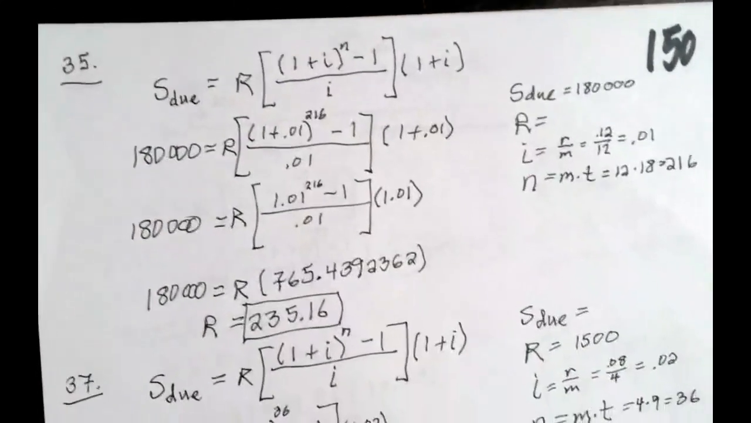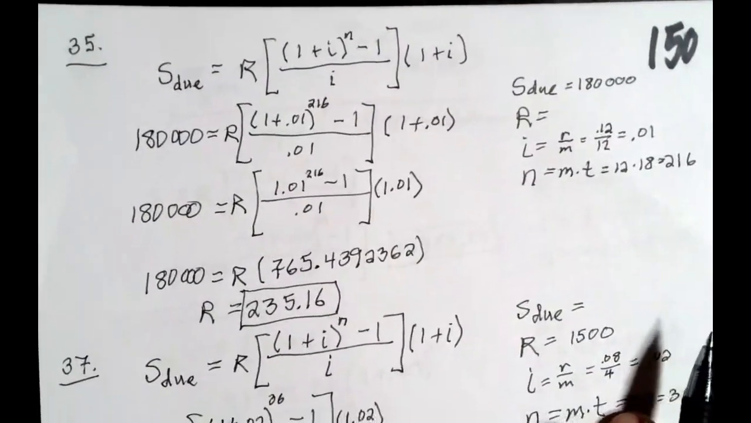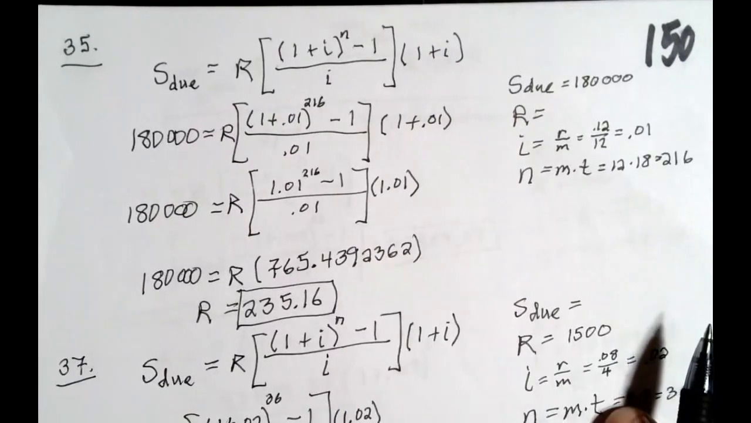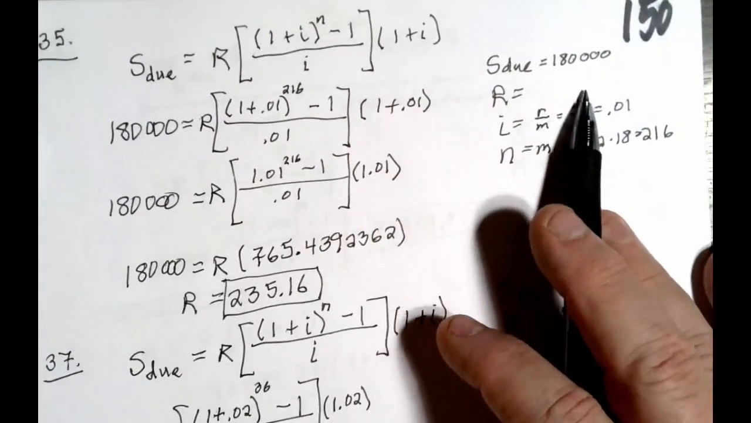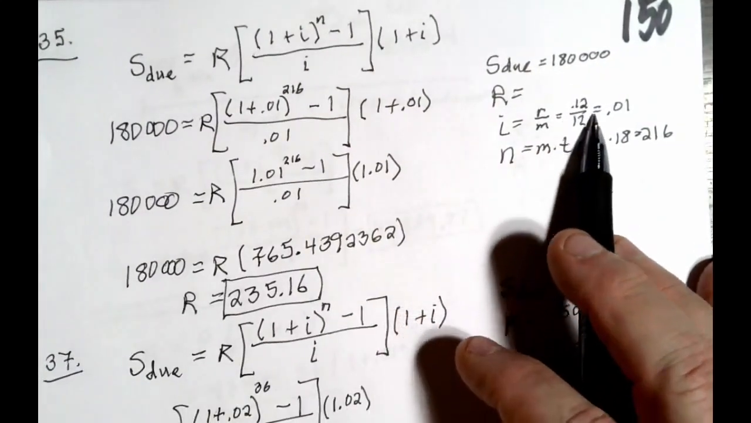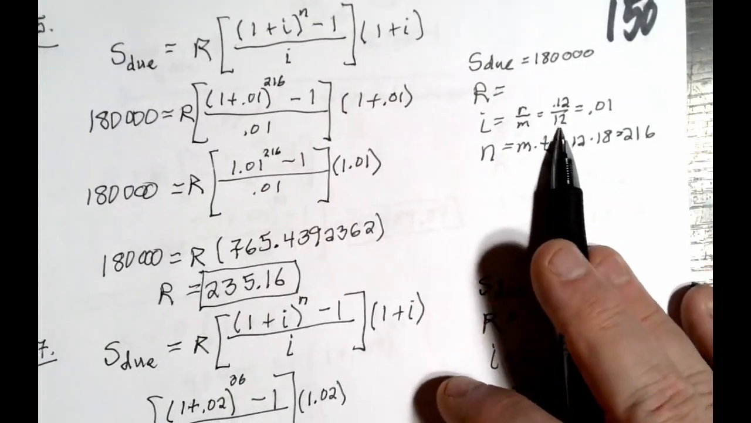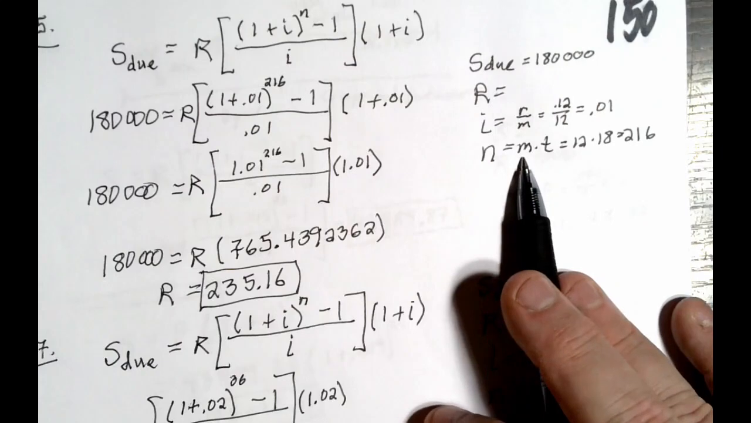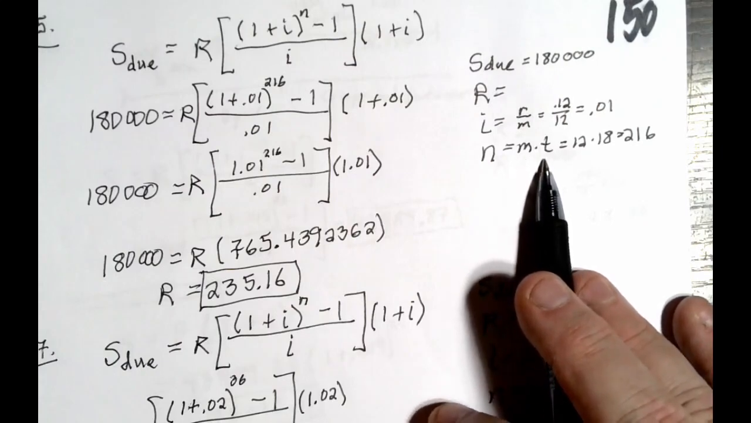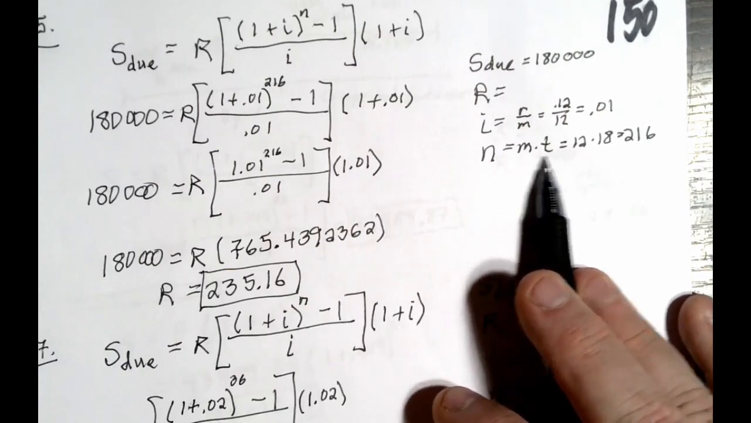35 is another annuity due. How do we know that? Because it says they contribute each month at the beginning of each month. So that tells you it's an annuity due. They want $180,000. 12% monthly, so it's 0.12 over 12. N is 12 times 18, because it's 18 years and compounded monthly.